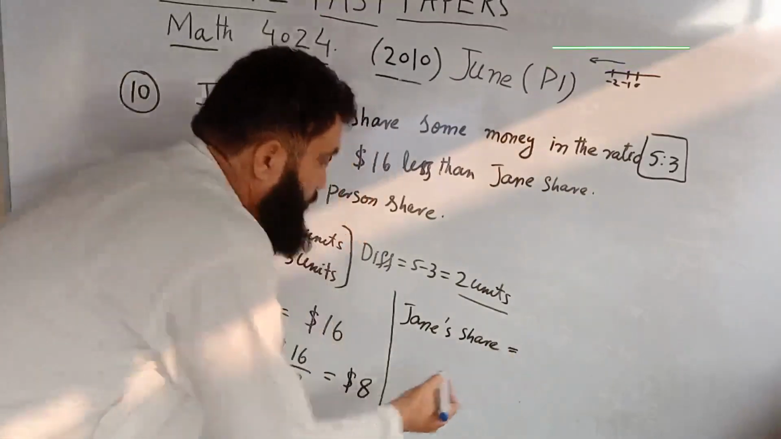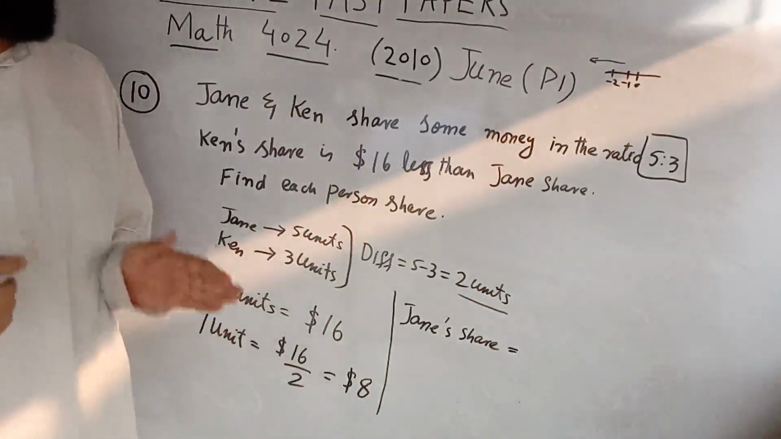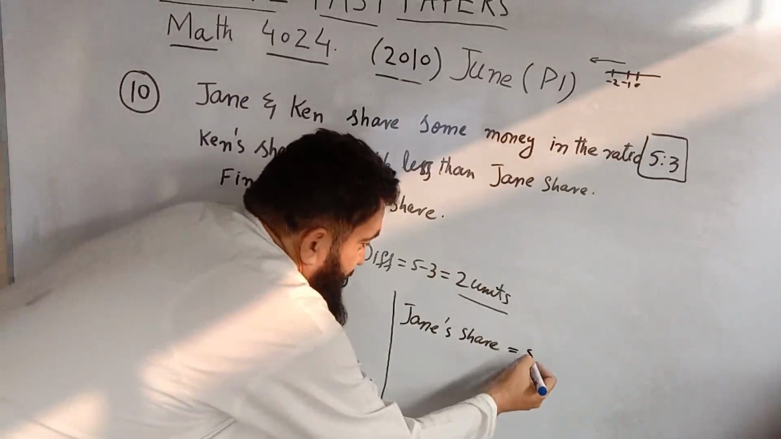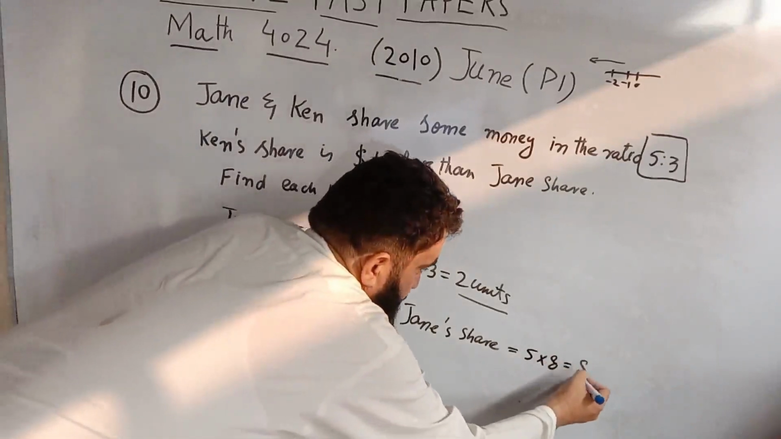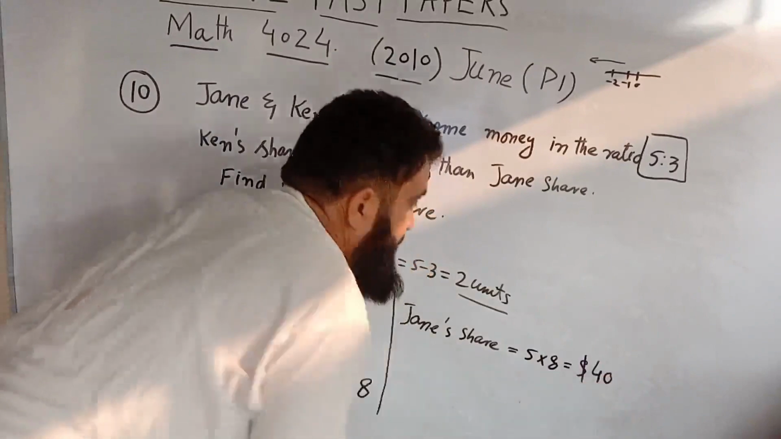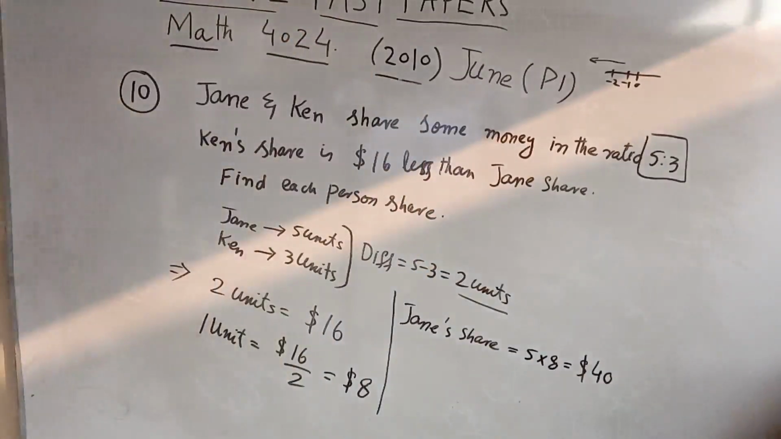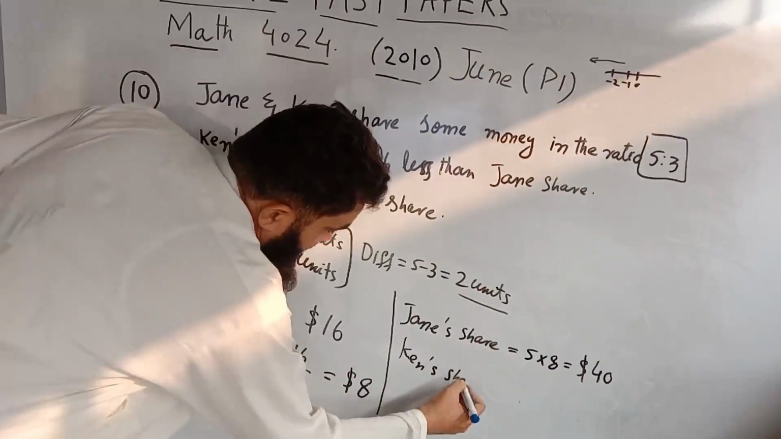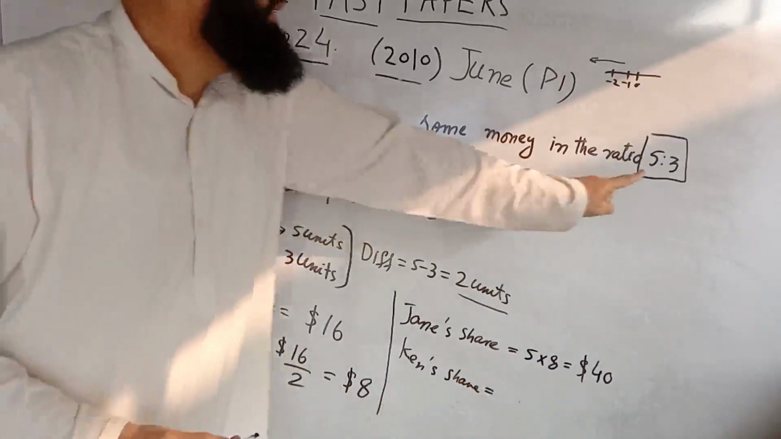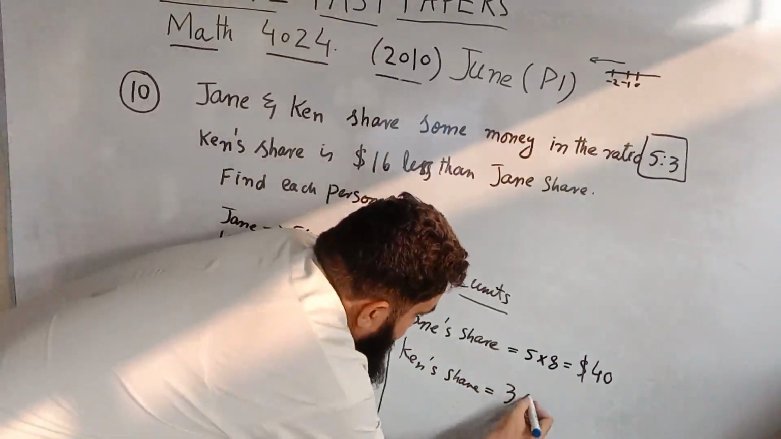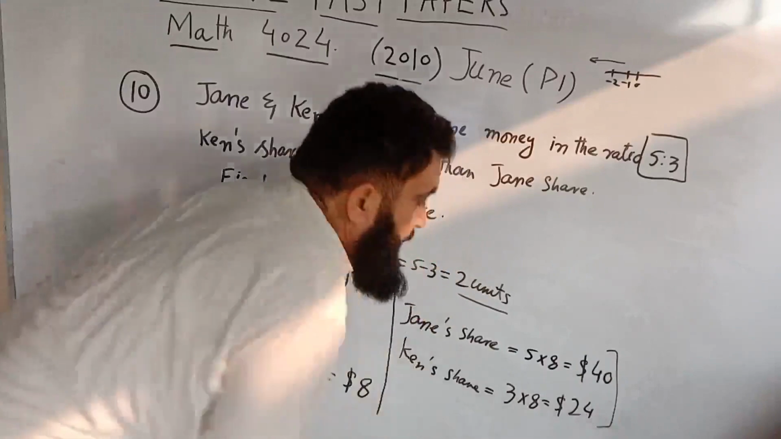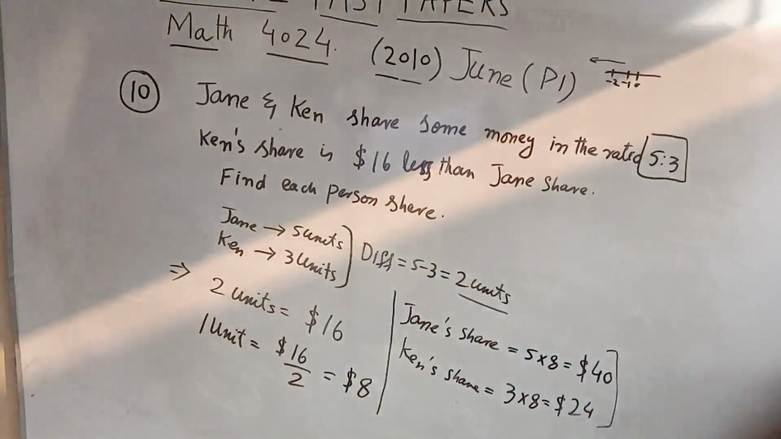So when you know the value of 1 unit and you have to find the value of more than 1 unit, you multiply. So you multiply 5 into 8. This will be equal to $40. So Jane will get $40. Similarly, Ken's share will be equal to, how many units does he get? 3. So it will be 3 into 8 is equal to $24. That's the answer. So Jane's share is $40 and Ken's share is $24.